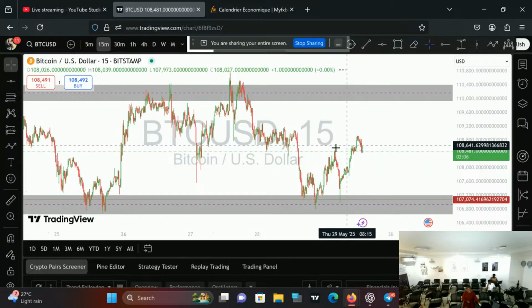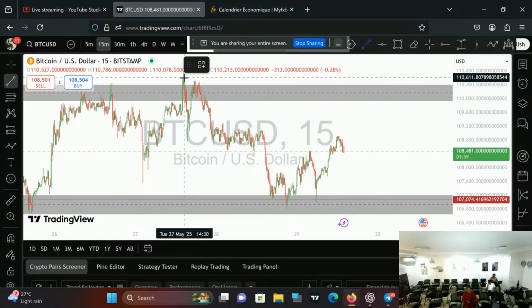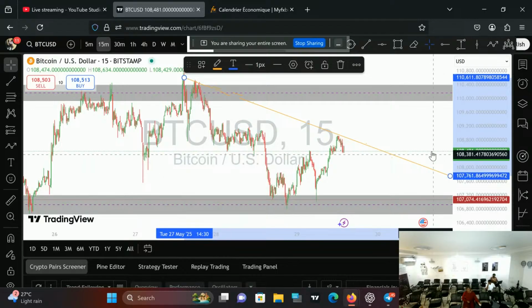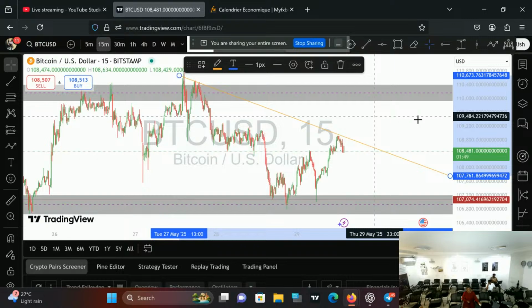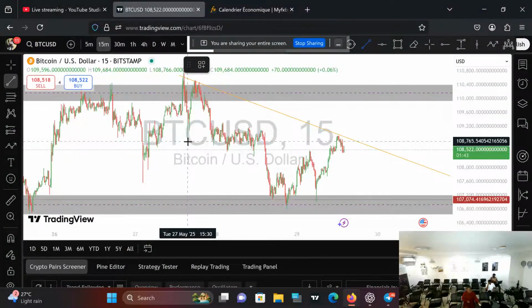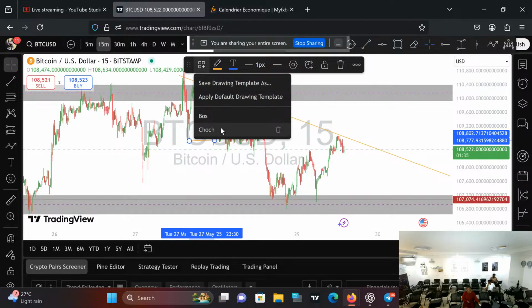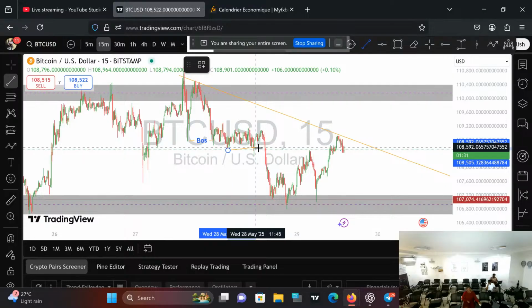And if you look at this market very well, we'll see that from the 15 minutes, we have been having something like a downtrend from this point, with a series of lower lows and lower highs.